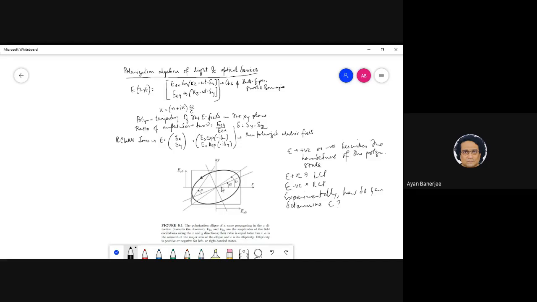Somehow, just think of this: somehow you have to convert this into linear polarization, and then by an analyzer, you can easily get the angles out, right?